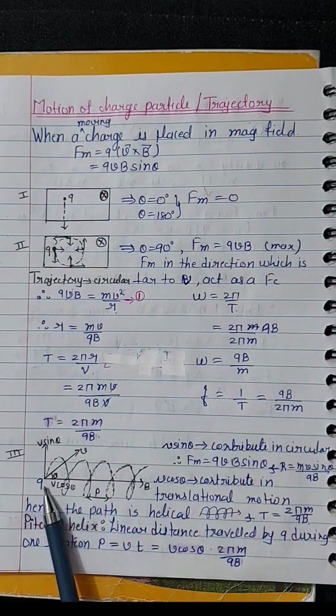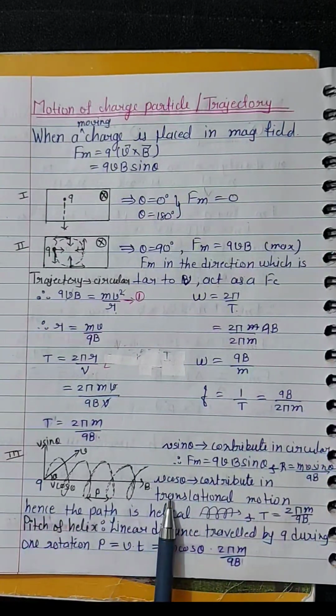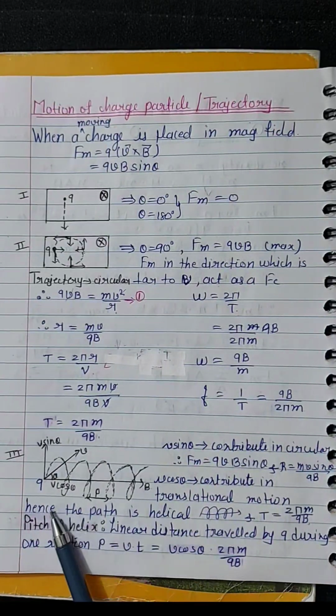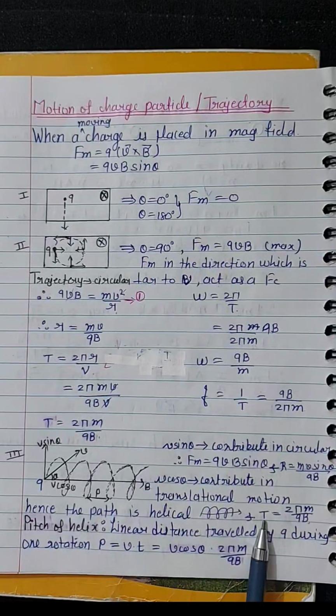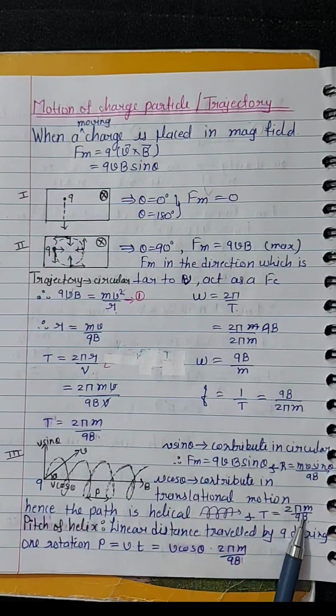V cos theta provides translational motion to the charged particle. So here our charged particle is circulating and also translating. So the total path of the charged particle is helical, and the time period of revolution will remain the same, that is 2 pi m by qB. It is not affected by the velocity.